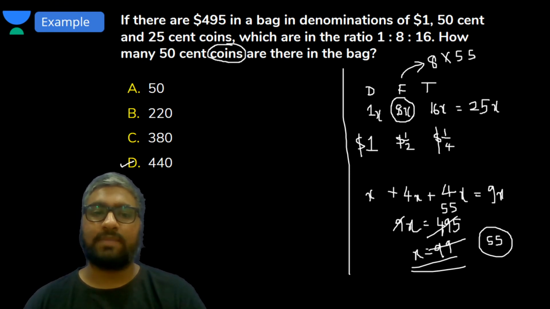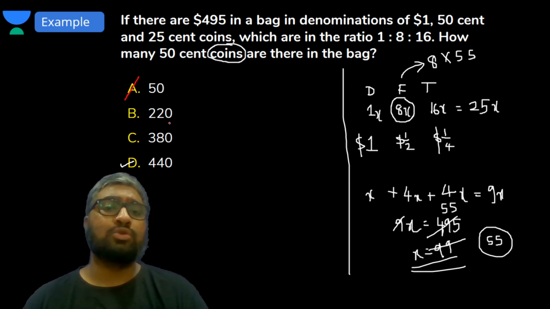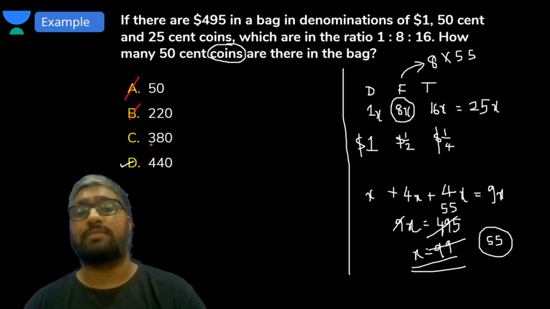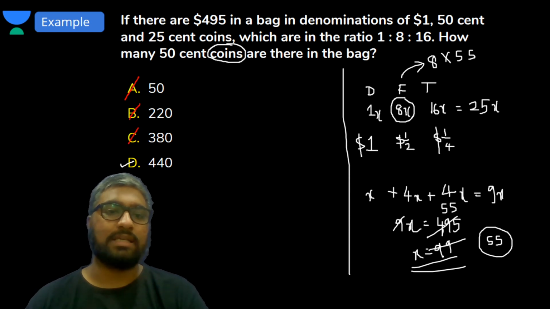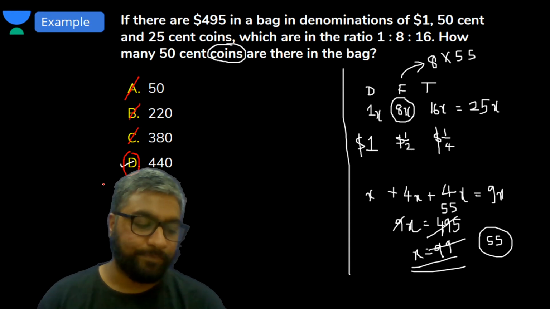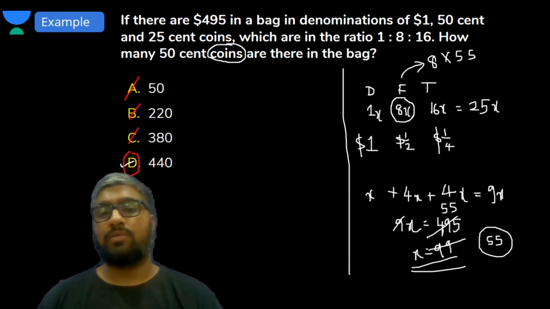Would you agree? Yes. So quickly tell me, is 50 divisible by 8? No, it's not. Is 220 divisible by 8? No. 160 is divisible, 240 is divisible, 220 is not. Is 380 divisible by 8? No. 320 is divisible, 360 is divisible, 400 is divisible, not 380. The only answer that is divisible by 8 is 440, and that's my answer. So the key here is what?